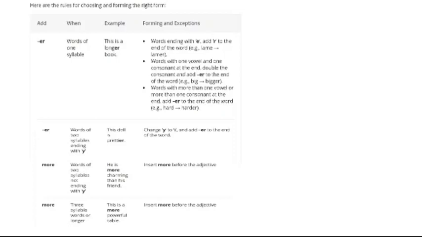Third, more: words of two syllables not ending with y. He is more charming than his friends. Insert more before the adjective. Third, more: words of three syllables or longer. This is a more powerful cable. Insert more before the adjective.